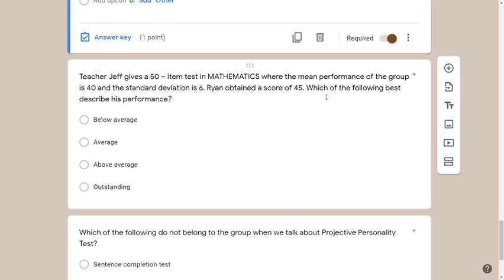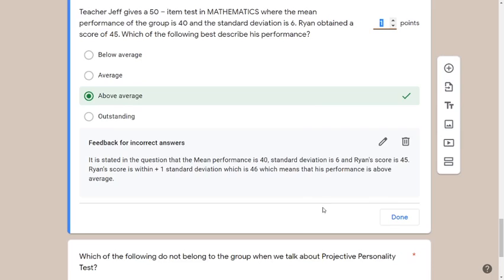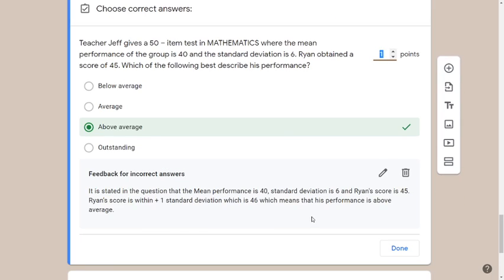Okay, so the score Ryan obtained is 45. Now what is the best way to describe this performance? From that logic, we can conclude that Ryan scored above average here. It is stated in the question that the mean performance is 40, standard deviation is 6, and Ryan's score is 45. So Ryan's score is within the +1 standard deviation, which is 46, and that means this performance is above average.